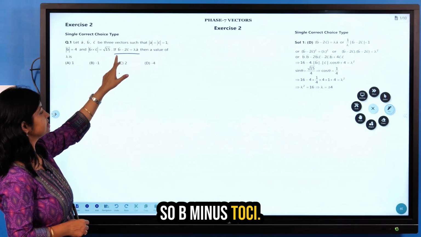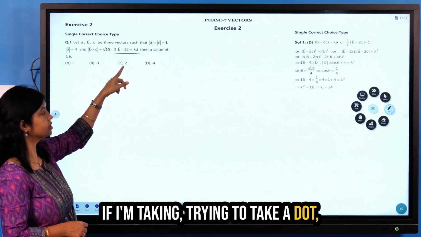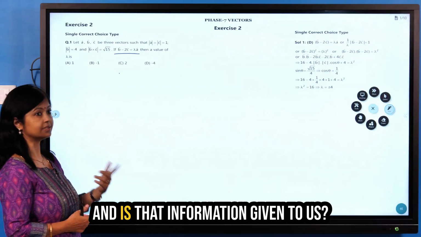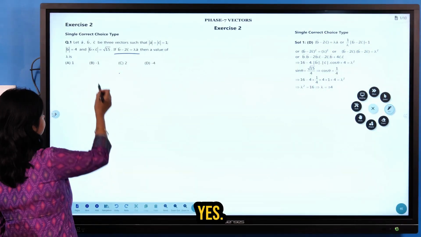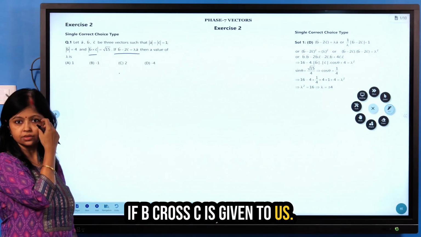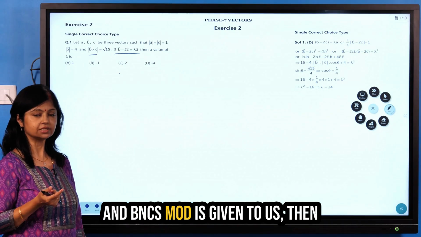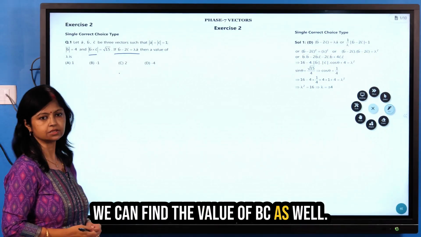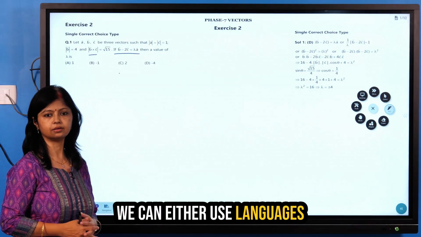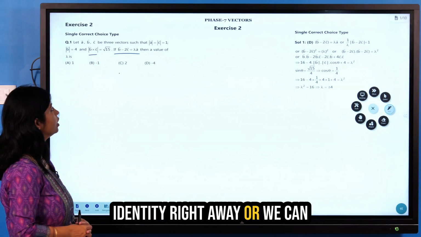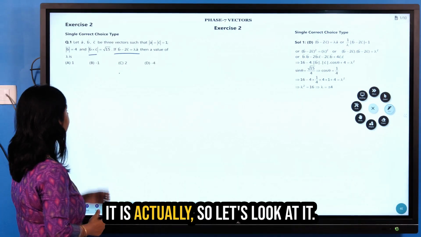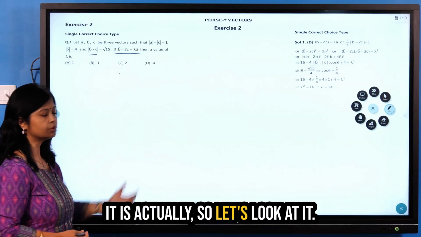So B minus 2C, if I'm trying to take a dot, then I will need to know B dot C. And is that information given to us? Yes. If B cross C is given to us and the mods of B and C are given to us, then we can find the value of B dot C as well. We can either use Lagrange's identity right away, or we can find cos theta and sin theta. It is actually the same. So let's look at it.